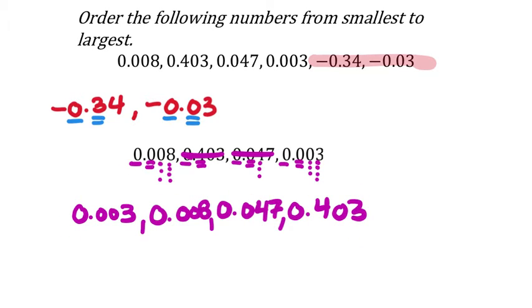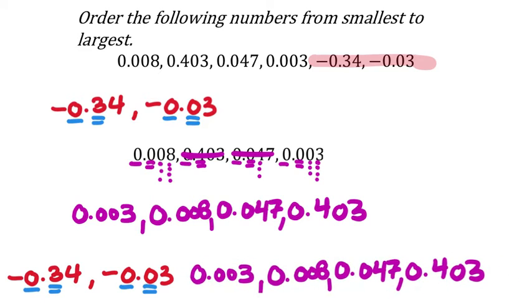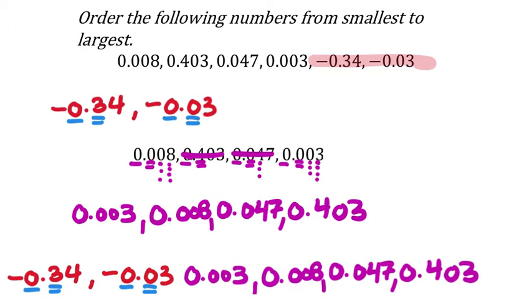Now that I have my list of negatives and my list of positives, all I got to do is list these out. Here's my negatives. Here's my positives. And I'll separate these with a comma to be efficient. Boom. So I just listed these in order from least to greatest. Again, start with your negatives, then do your positives.